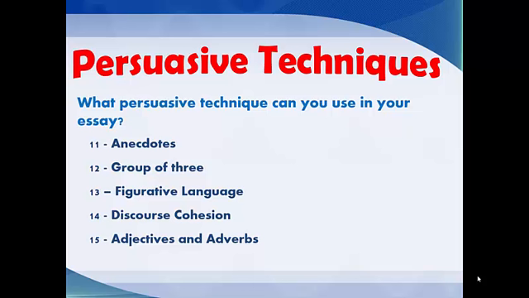Adjectives and adverbs are used to modify the verbs and the nouns in any writing, so they are kind of a persuasive technique. This way, when you are asked what is a persuasive technique used in paragraph 3, you should look for groups of 3, figurative language, discourse cohesion, facts and statistics, and so on. When you pick one, you write it and give examples or evidence from the text.